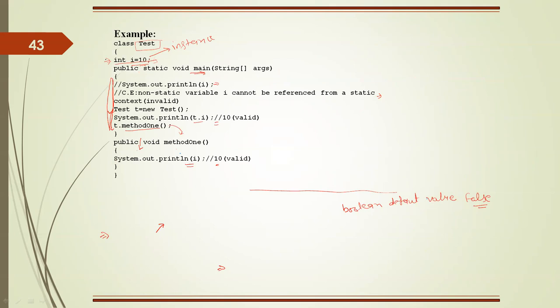This is the instance variable we declare at the class level. You can also say that this is the class level variable. It's called the instance variable, without static. If you want to access this variable inside the static area, then you should create an object reference for this class, and then with t dot, it is valid.